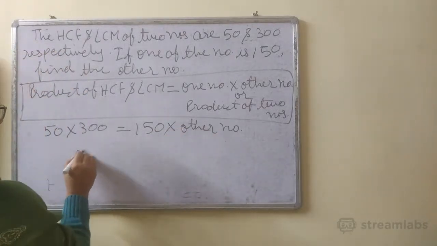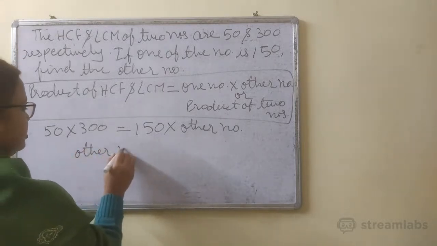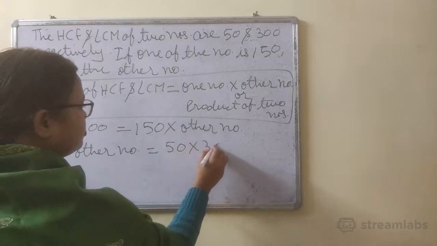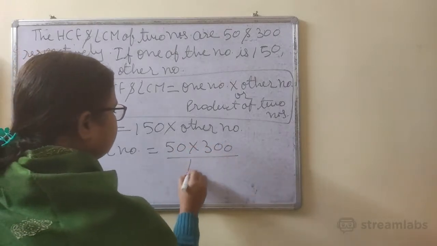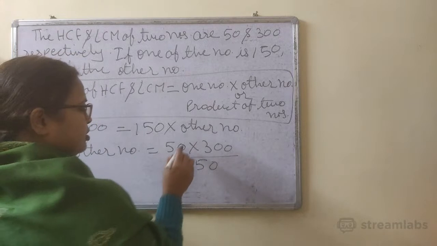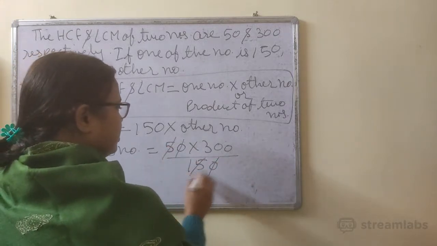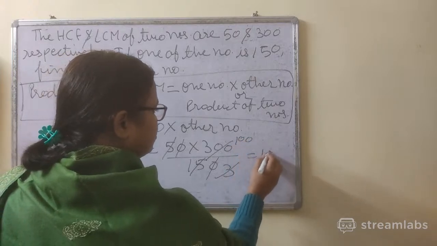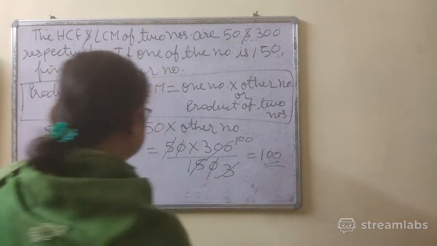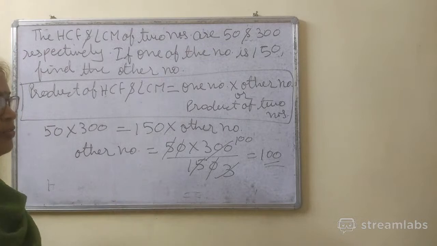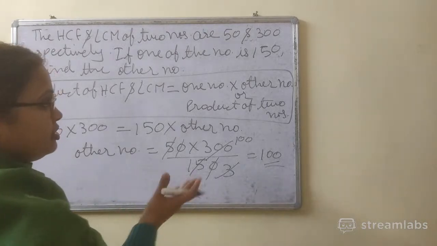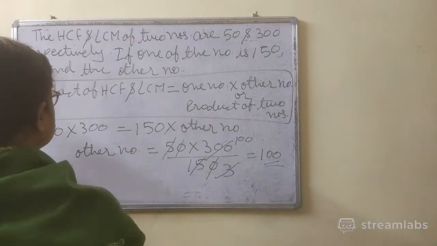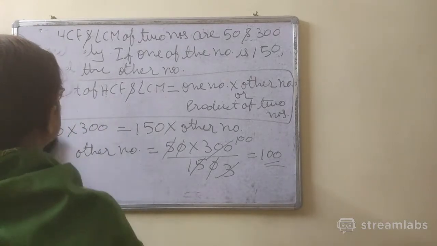How do we find the other number? The other number is equal to 50 into 300 divided by 150. So the zeros cancel, 5 3s are 15, and this gives 100. So the answer will be 100. Like this, by using this formula you can solve such type of question. So let's do one more question.